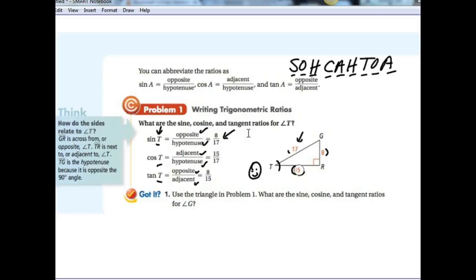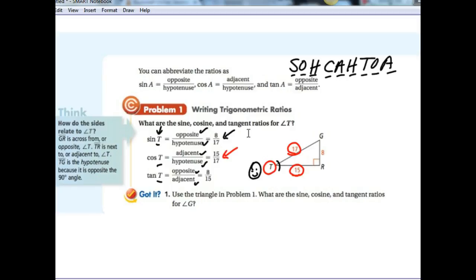So erase this again. If you're doing the cosine, of course, that is adjacent over hypotenuse. So again, looking from the perspective of t, this is the adjacent side and this is the hypotenuse. So that's where they're getting the 15 over 17.